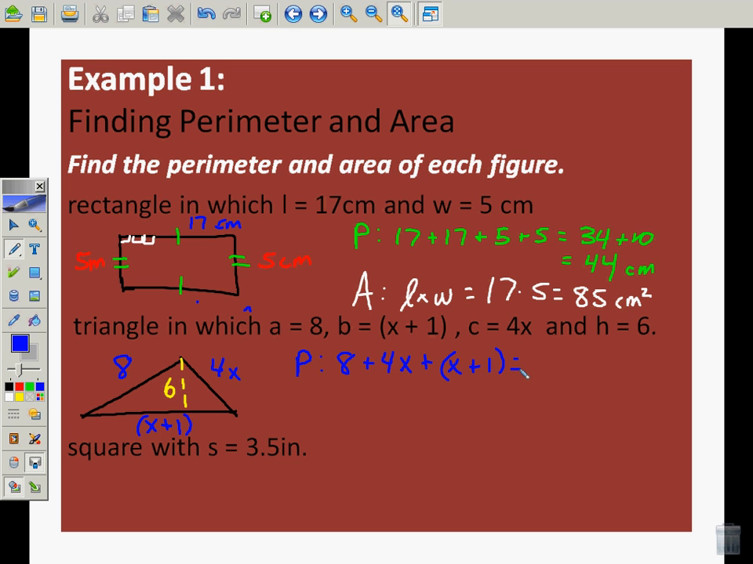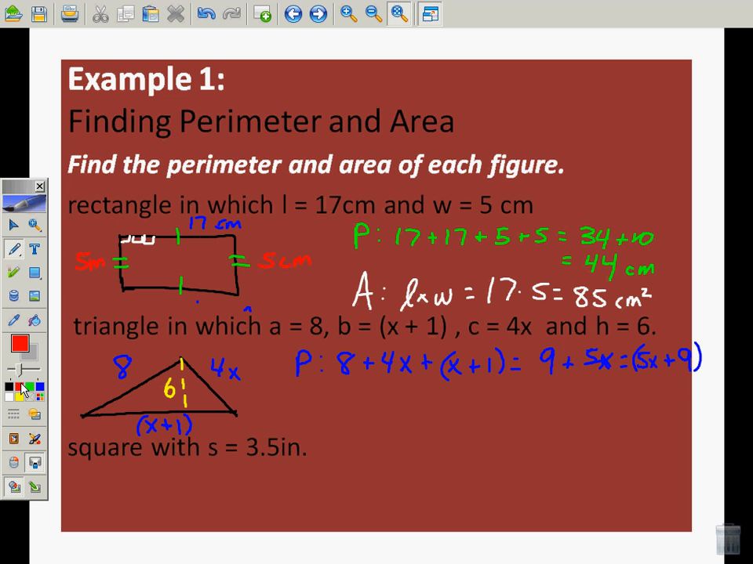Look, guys and girls, it doesn't matter if there's x's in there. It really doesn't. Because if they're x's, we're saying they don't have a value that we know of yet. But we know that they have a value. And so when I add these up, I simply combine like terms. I've got 9 plus 5x, equals 5x plus 9. What are my units on it? We don't know. 5x plus 9 is my perimeter.